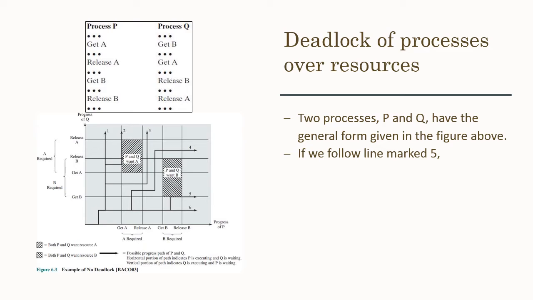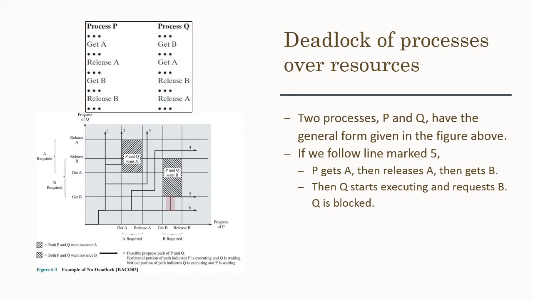If we follow the line marked 5, P gets A, then releases A, then gets B. Then Q starts executing and requests B. Q is blocked because B is with P. Then P releases B. Now Q can get B and execute.